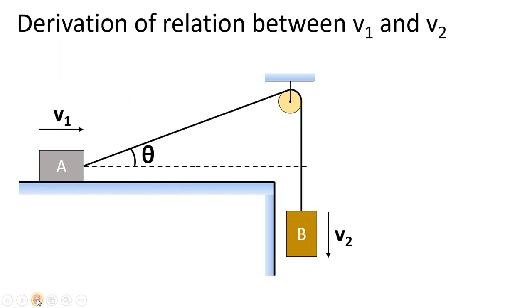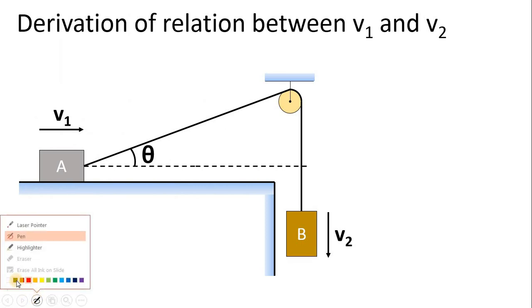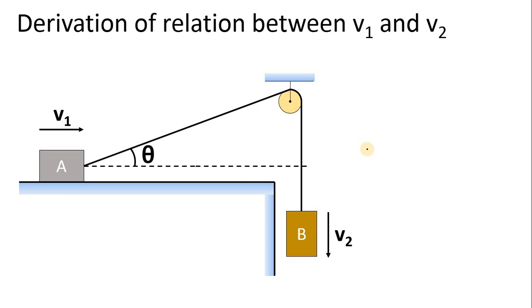So first of all, we will derive the relationship between V2 and V1 and angle theta. So the block A is on the table, block B is hanging. A is going with velocity V1 and B is falling down with velocity V2, whereas angle theta will keep on changing. So let us suppose that the height between the center of the pulley and the table is equal to h, which will be a constant value.